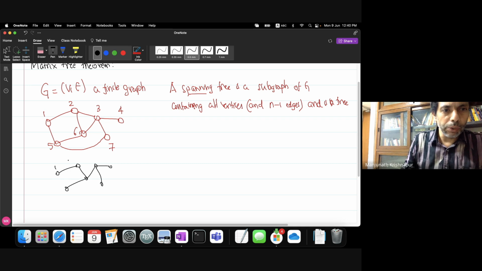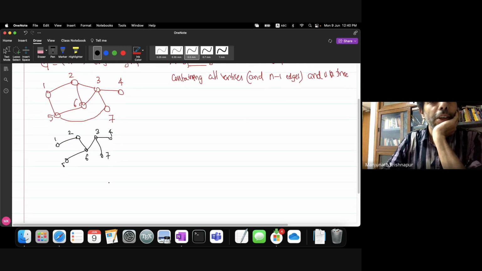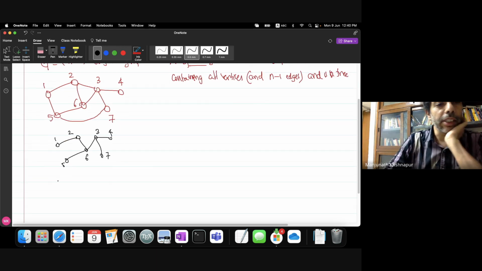So 1, 2, 5, 6, 3, 4, 7. So this is a spanning tree. Okay, so there are many spanning trees. So here is another spanning tree. I hope it is clear. This is also a spanning tree. So these are spanning trees.